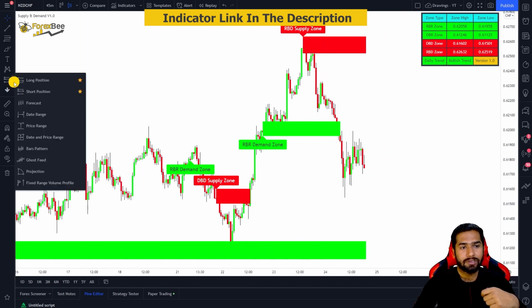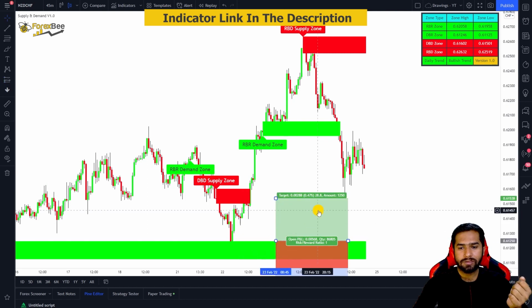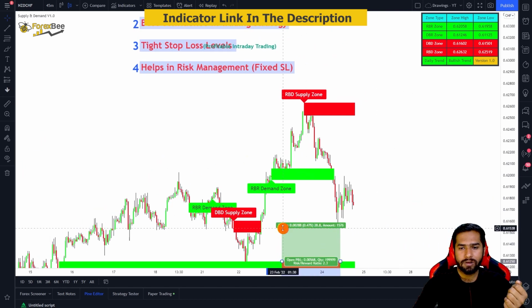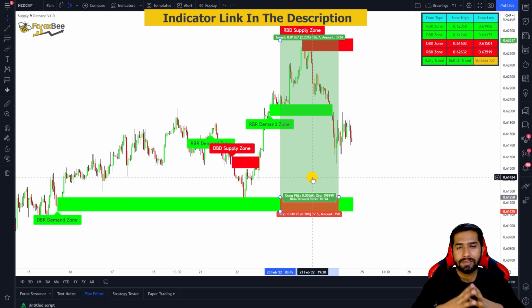So let me just show you what would have been the risk to reward ratio in this case. Let me just zoom out, and our target could have been anywhere around that. So that's an almost 11 to 1 risk to reward ratio, which is again very good.